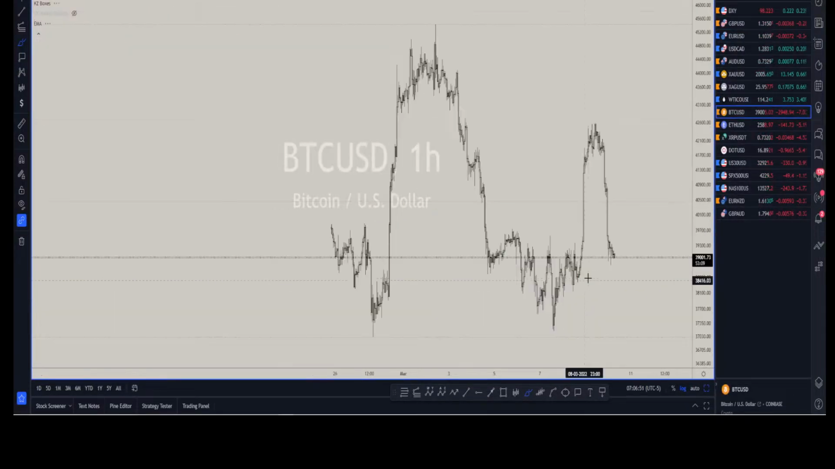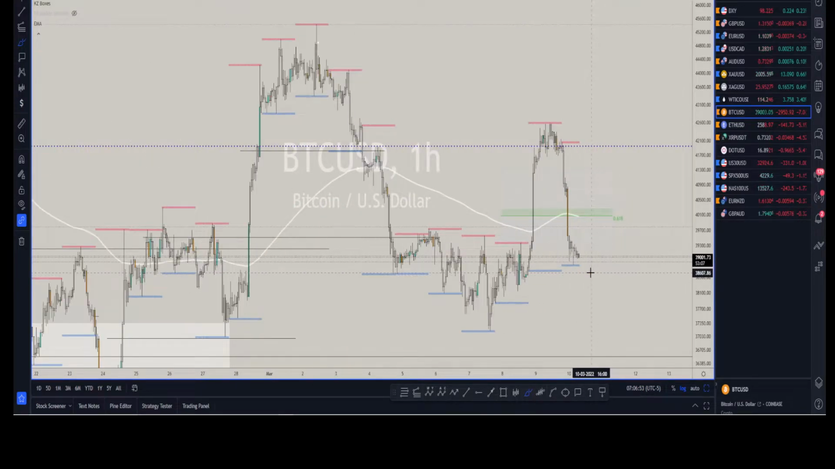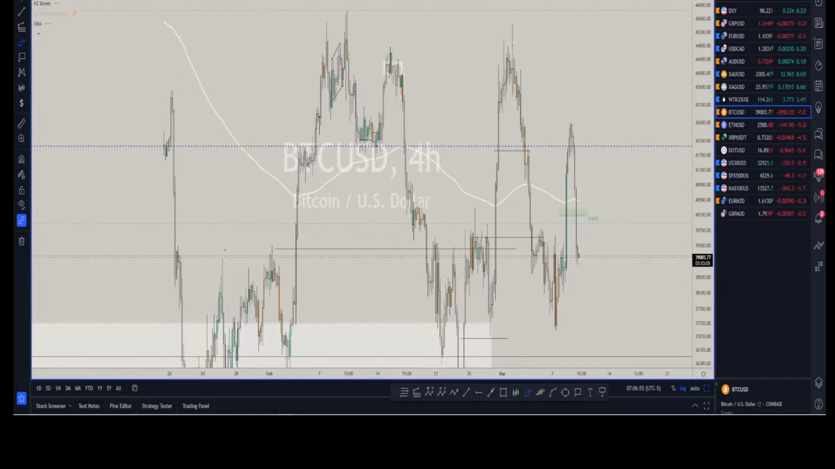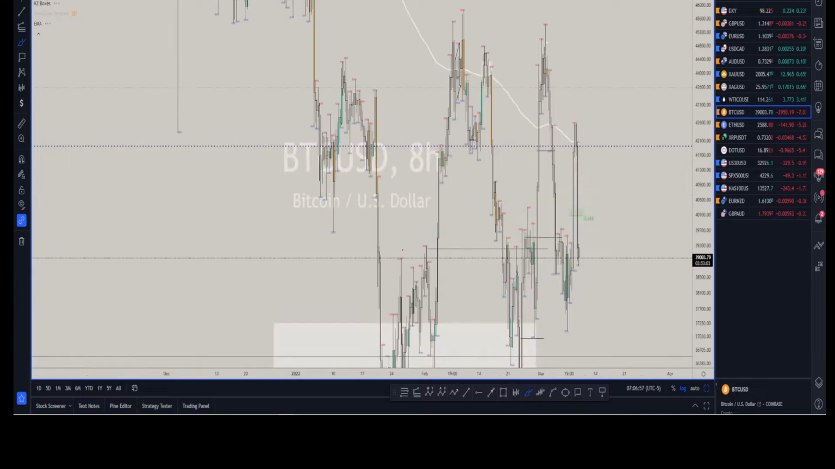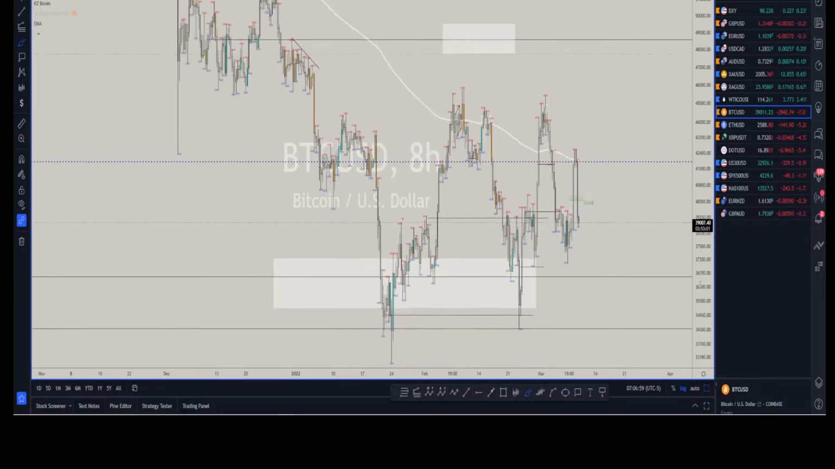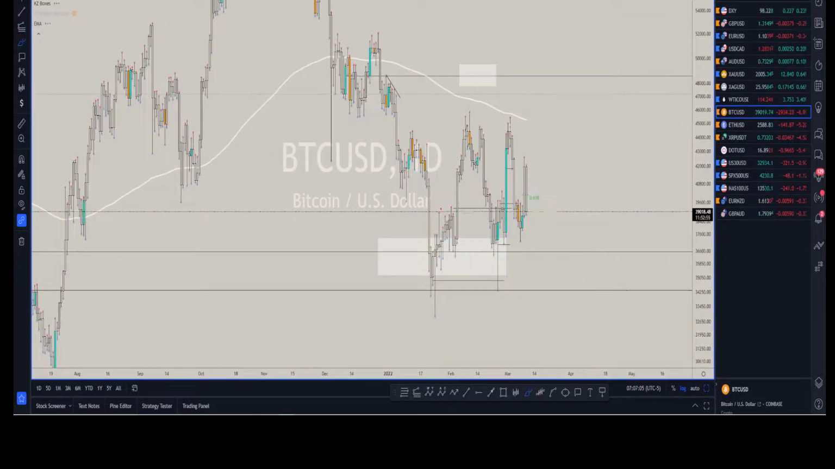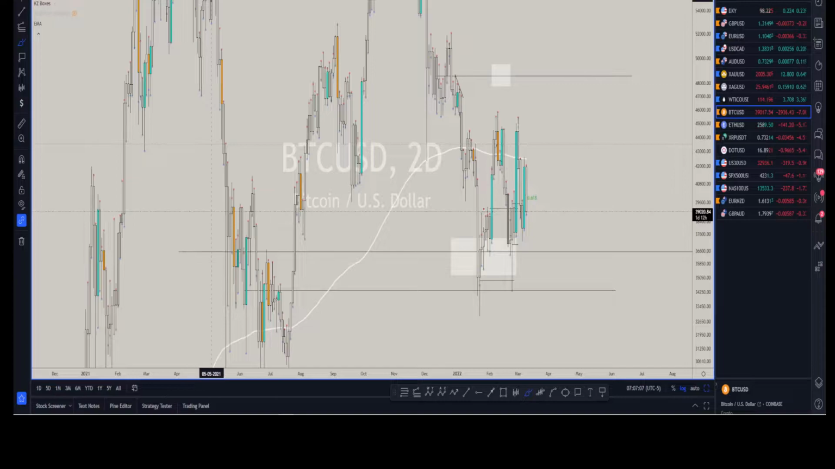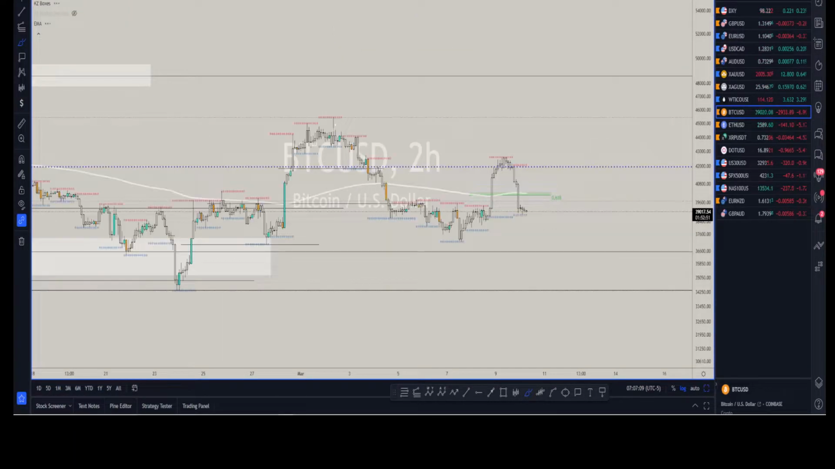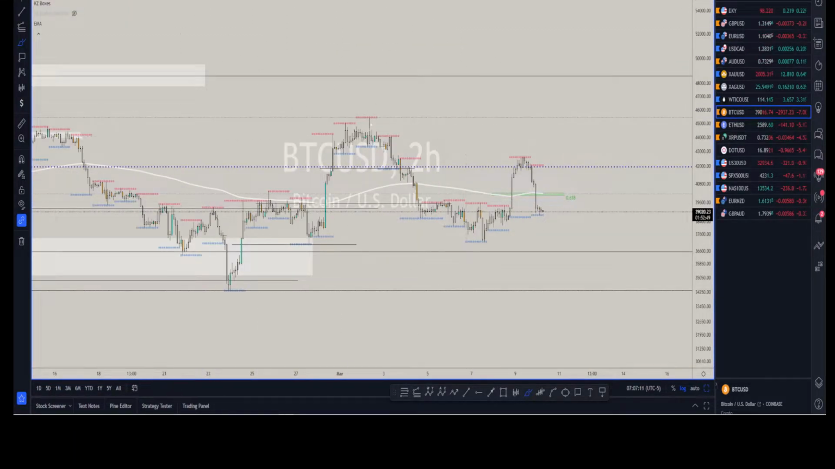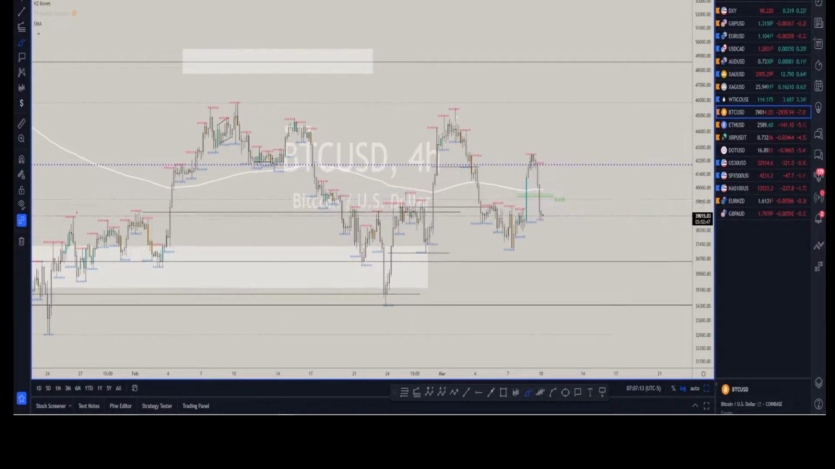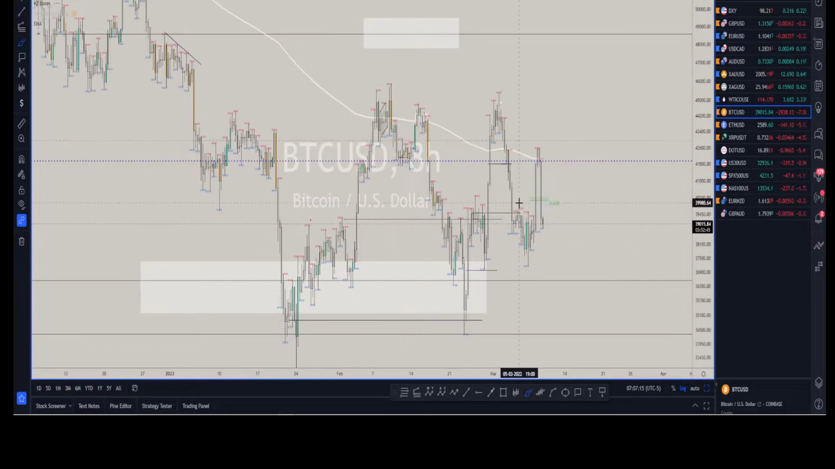BTC. Grabs all that liquidity. Yeah. See, I said yesterday, just be careful with these moves, man. They're not correct. They're not correct.